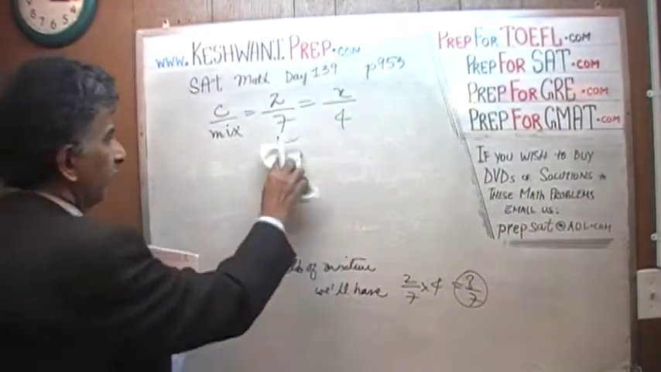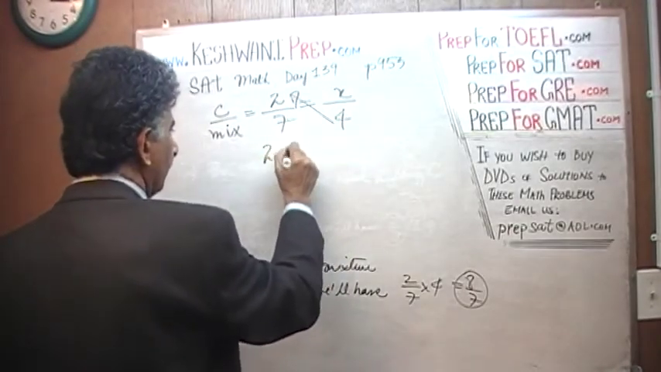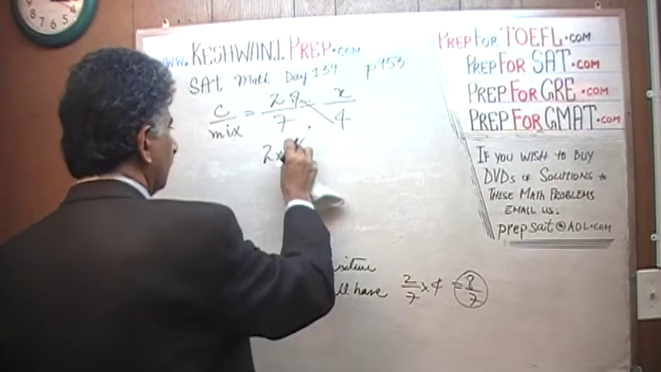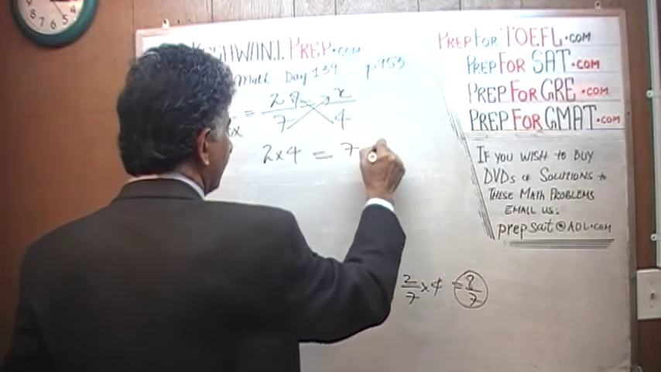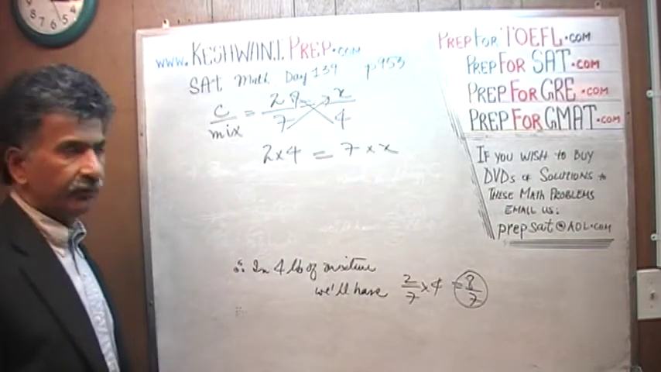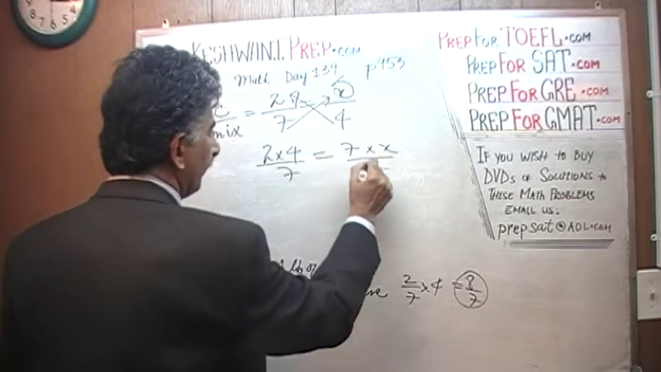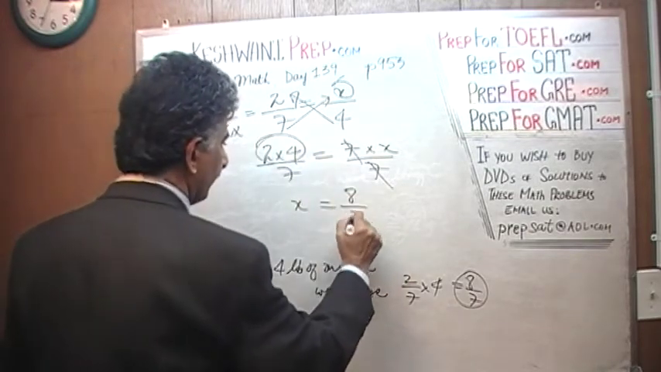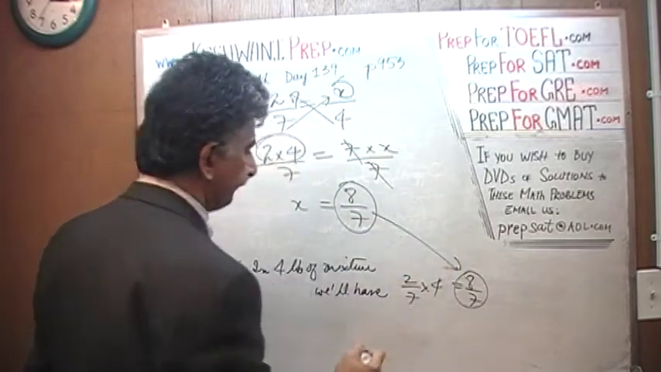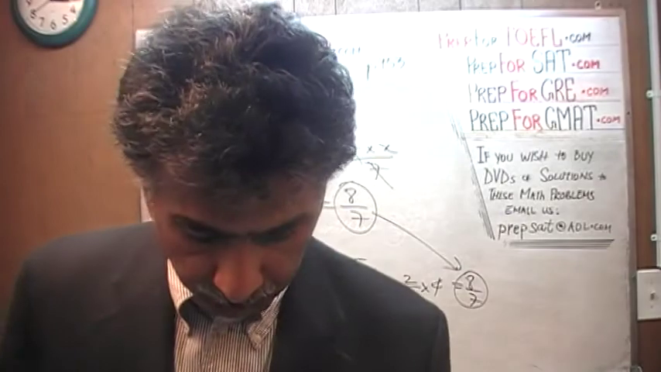And again, all we have to do now is cross multiply, so we get 2 times 4 equals 7 times x. We are interested in finding out the x. So multiply both sides by 7. 7 cancels out, and x equals 2 times 4 over 7, which is 8/7. Same as before, obviously. So that was number 16.